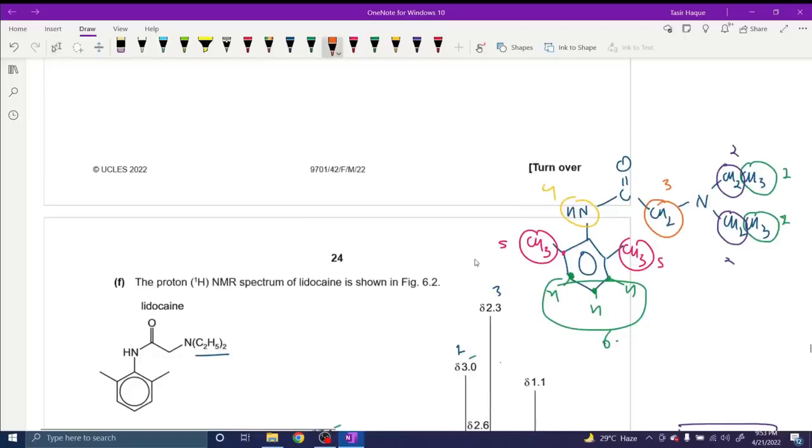The pink environment, how many protons does it have? The pink one, environment number 5, actually has 6 protons, right? What about the orange one, CH2? Environment number 3, according to my drawing, has 2 protons, right? So look at this ratio. Isn't 6 to 2 the same as 3 to 1? So now this makes sense.